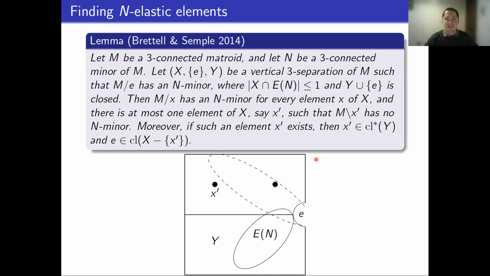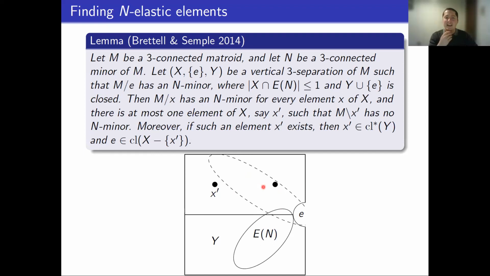but it's a lot of words. So there's the garbage amount of words. Informally, it would be that if you have a vertical 3 separation and you've got your minor on one side, that is M contract T has the N minor, and you look at your small side, so you close Y union E, and you look at the other side, then most of the elements have both M contract X and M delete X have the N minor. So basically, if you've got an element sitting in a vertical 3 separation, you close one side, and the other side, the small one, every element's going to be kind of X flexible.